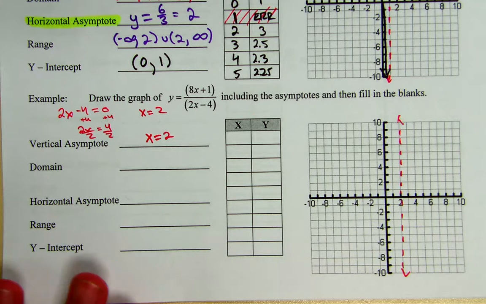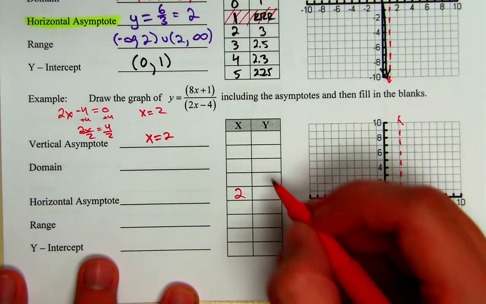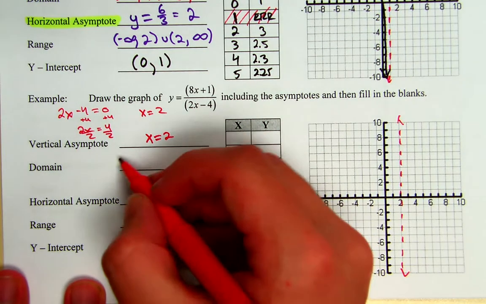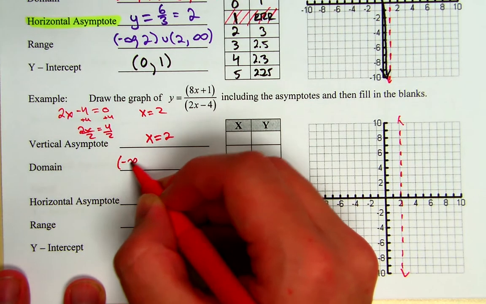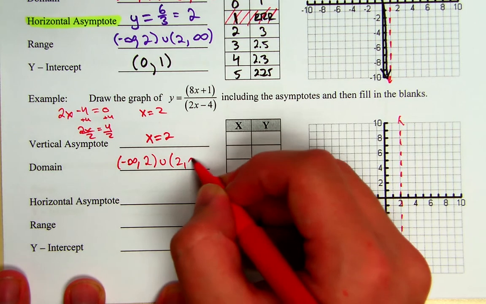Alright. Again, 2 is going to go in the middle of the table, so I can put points to the left, and I'm not going to actually use 2, and we'll see that error later. Everything but the asymptote: negative infinity to 2, union 2 to infinity.